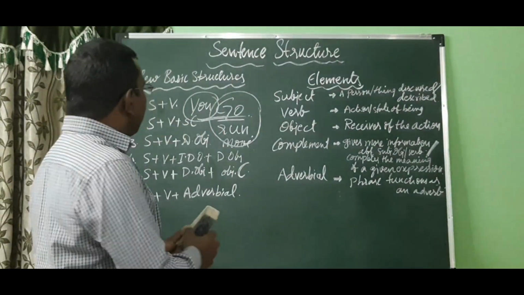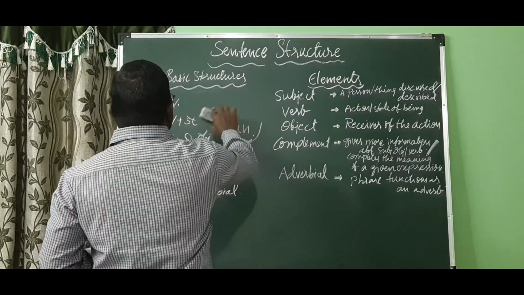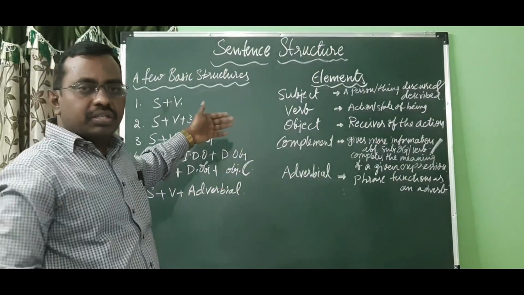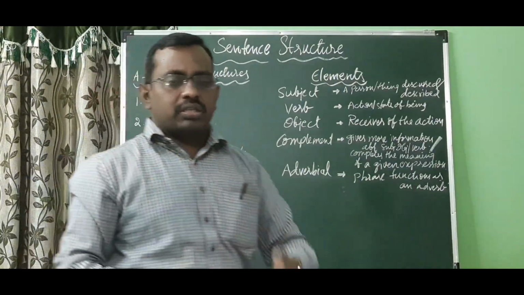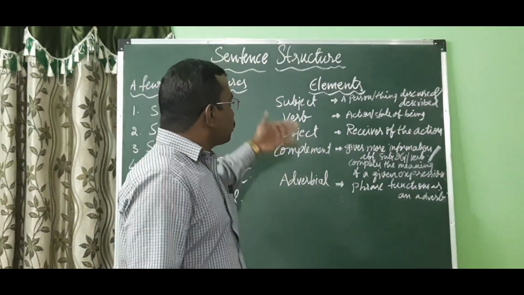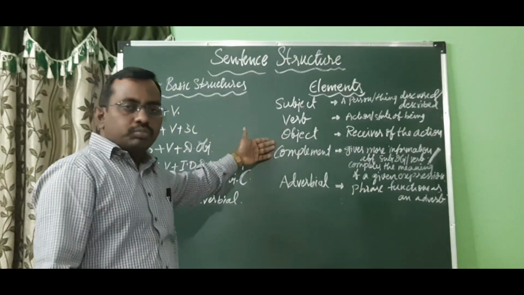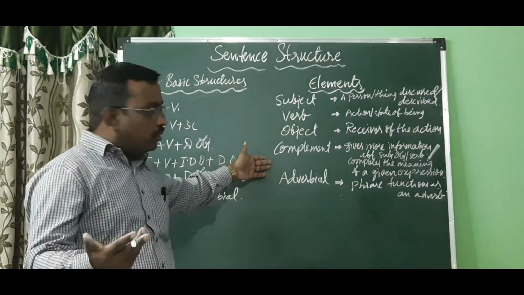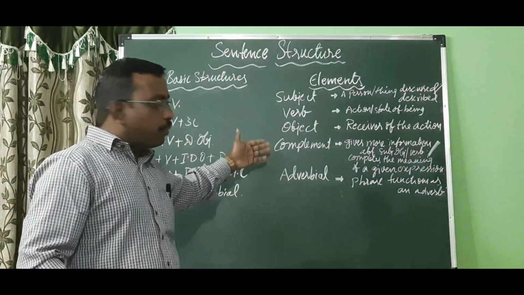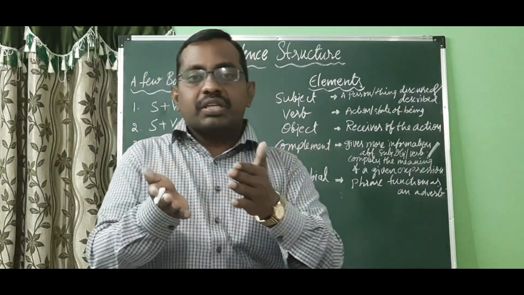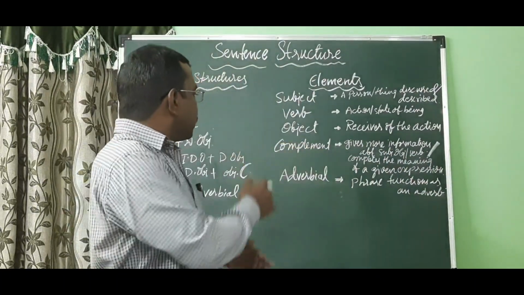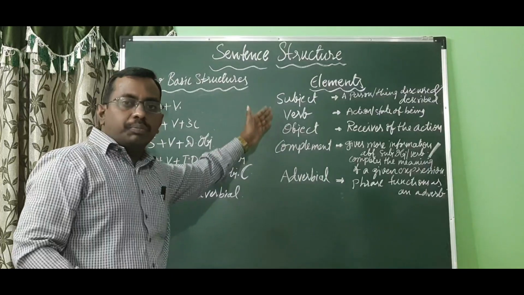So now the other basic structures of a sentence. Let us revise the other basic structures of a sentence in English. To frame a sentence, we need some components, some elements. So what are these? A subject, a verb, an object, a complement, and an adverbial. We need these to frame some basic sentences, some basic structures.